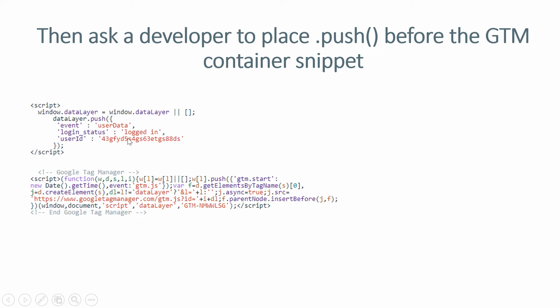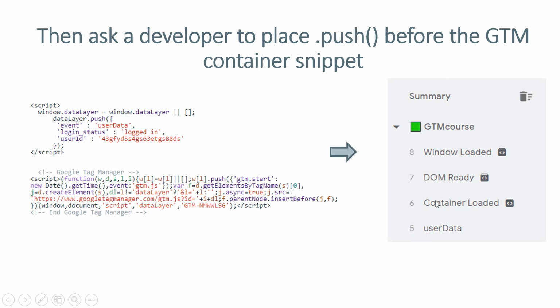If you want to use things like user ID on the container loaded event in the preview and debug mode, you must ask a developer to place this code above the Google Tag Manager container snippet. What will happen is that the data layer will be created, this data will be pushed to the data layer, and then when Google Tag Manager loads, the container loaded event will happen after this data layer push, which is right here, and then you will be able to fire your tags on container loaded with this custom data.